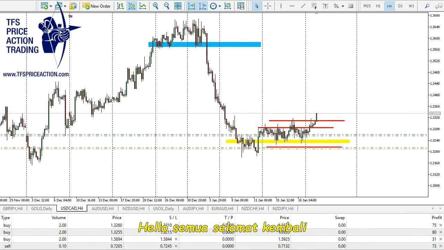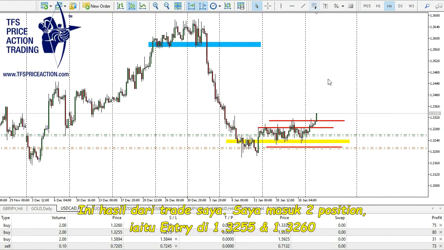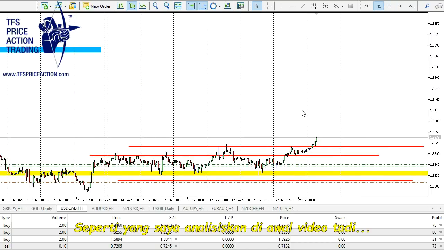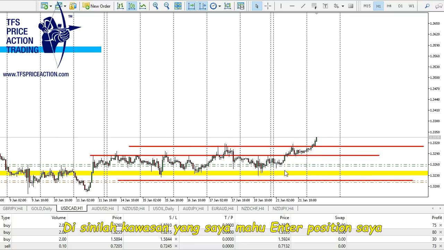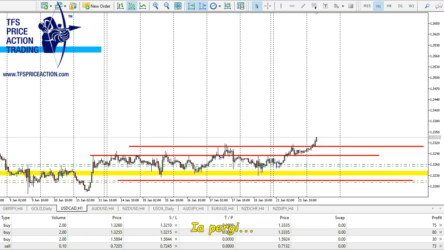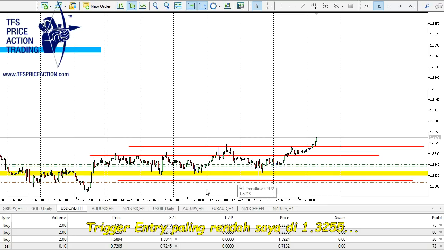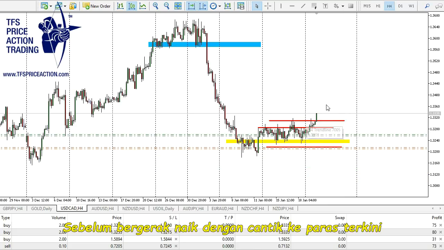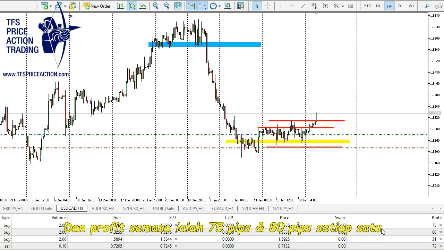Hello everyone, welcome back. This is the result of the trade that I took. I got two positions at 3255 and 3260. So as per my analysis earlier, that's the area that I targeted where I want to enter my position. It went through. It triggered my lowest at 3255 before moving nicely up to the current level now. And the current profit is 75 pips and 80 pips respectively.